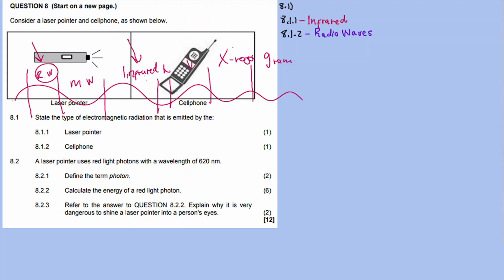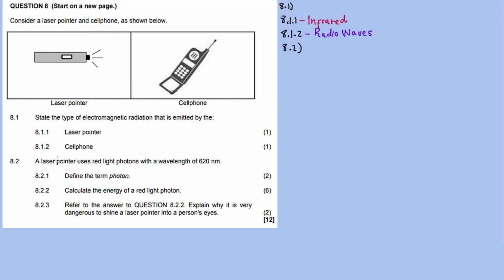Now 8.2. A laser pointer uses red light photons with a wavelength of 620 nanometers. 8.2.1: define the term photon. A photon is simply a packet of energy found in light.